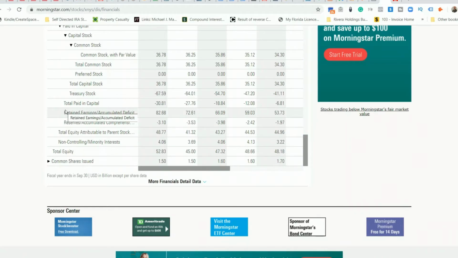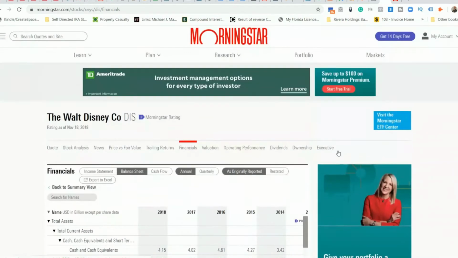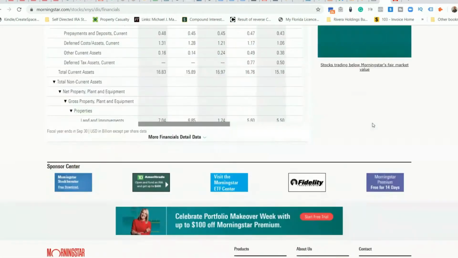Those are the most important things about retained earnings, why this number is important, why you should know what it is. You can gain a ton of information just by scrolling down here about Disney. So for example, when I see this number, I look at it kind of over time. Let's make sure this is the annual numbers. Yep, annual numbers.